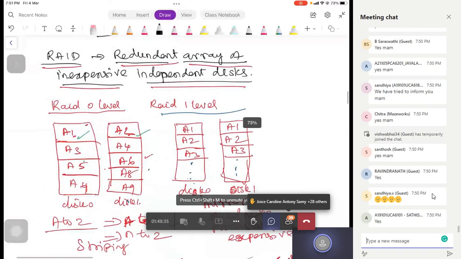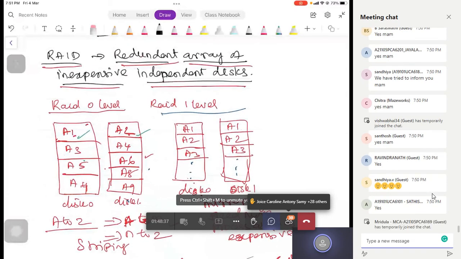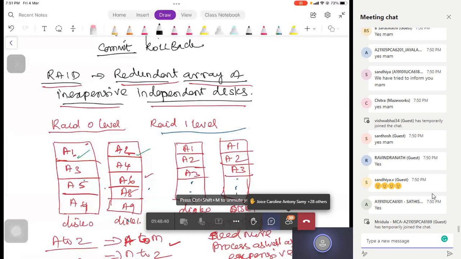So here RAID levels only we have taken. So after the break, isn't it? Can you see now?